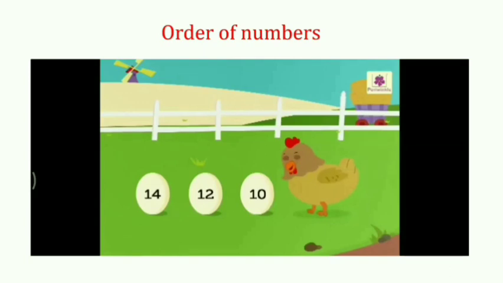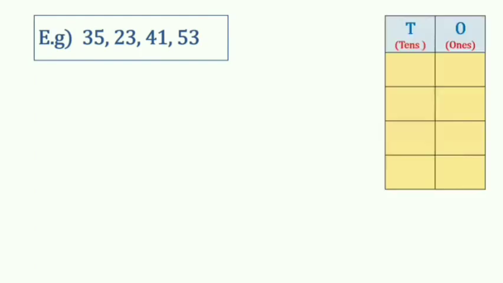Now children, let's see one more example where you will see the tens place of every number is different. Let's arrange these numbers in increasing order as well as decreasing order. For that, first we will write down this place value chart. Now let's find out. Before that, we will write down these numbers in the place value chart. So let's start.